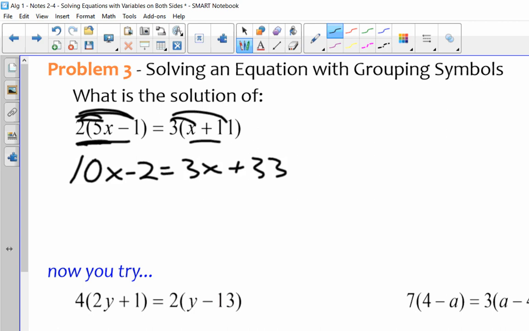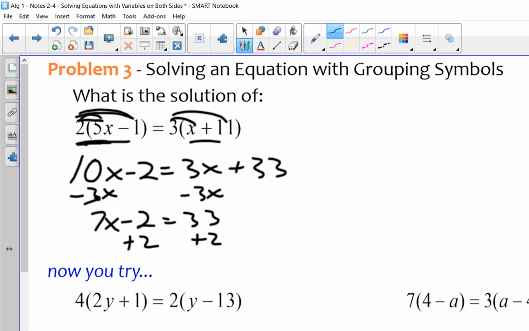Now I'm going to gather variables to one side and then numbers to the other. I'll start with the variables first. It's typically the best thing to do. So I'm going to subtract 3x from both sides. That will get me a positive variable. So 7x minus 2 equals 33. I'm going to do the opposite and add 2 to both sides. That's going to give me 7x equals 35. Then I'll solve for my variable, and that's going to get me 5.